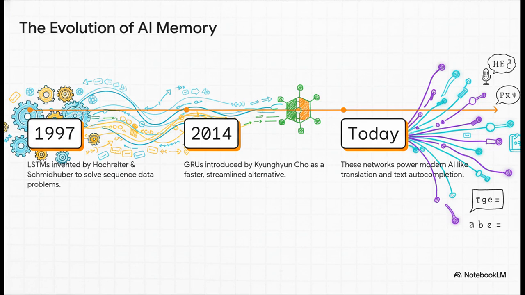LSTMs were actually invented way back in 1997 by Hochreiter and Schmidhuber. Their idea was revolutionary, but it took a long time for computers to get powerful enough to really use it. Then, much later, in 2014, a leaner, meaner version called the GRU showed up. And today, these core ideas are absolutely fundamental to the AI we use every day.